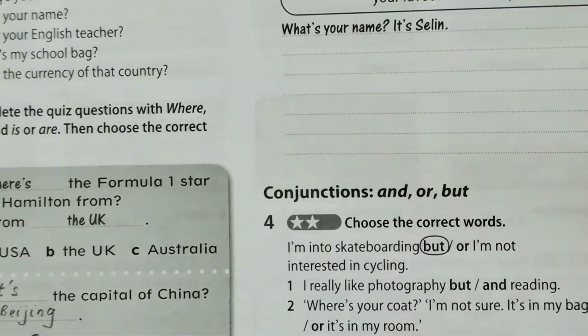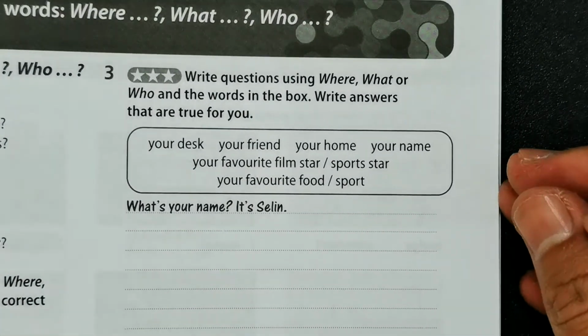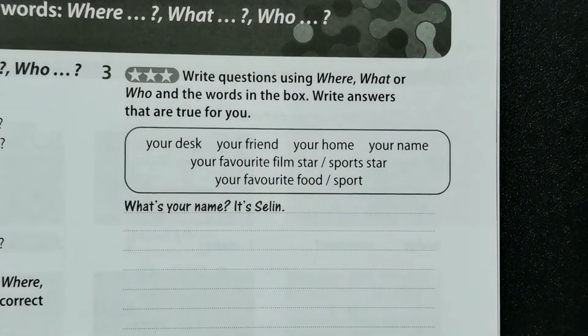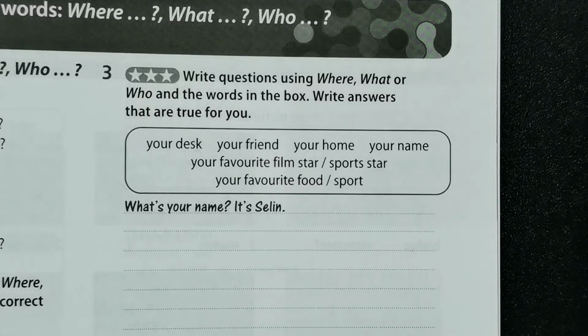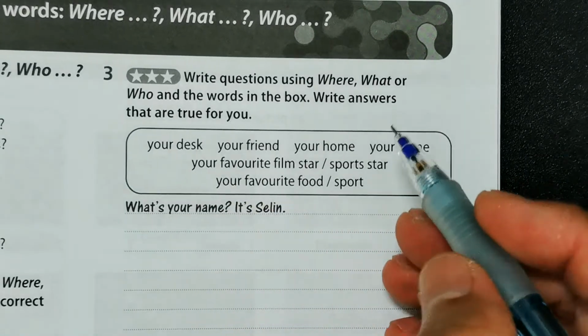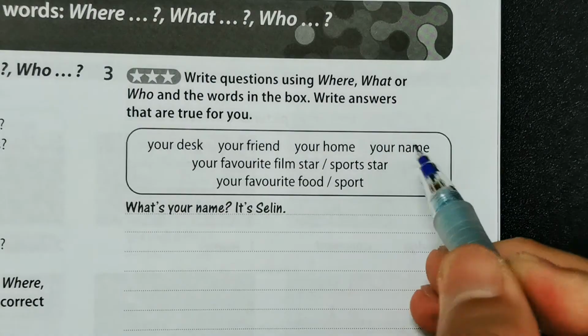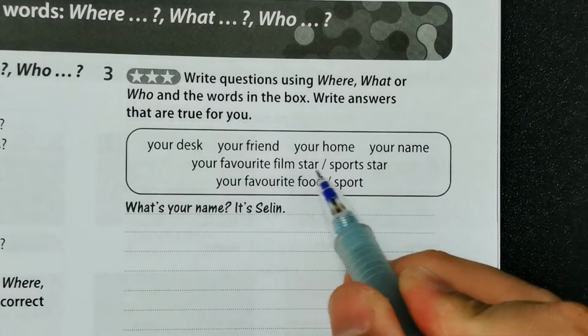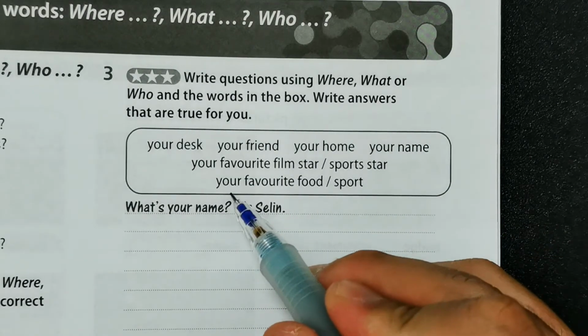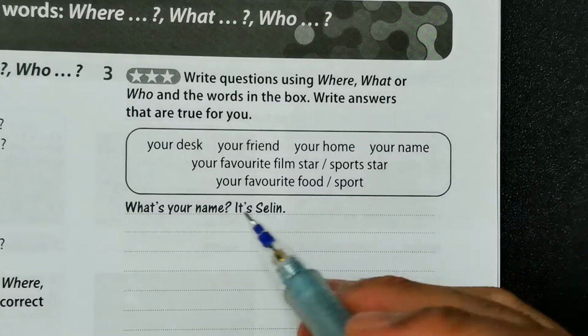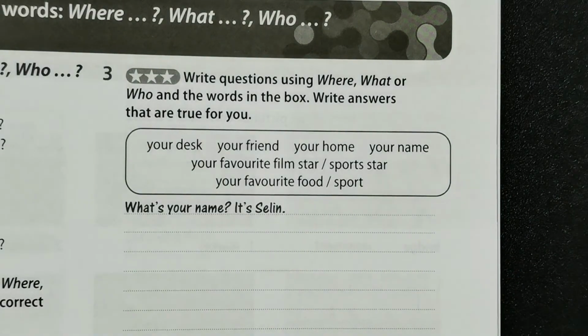And then next we move on to activity 3. So activity 3, write questions using where, what, or who, and the words in the box. So write answers that are true for you. So we have your desk, your friend, your home, your name, your favorite film star or sports star, your favorite food or sport. So we have number 1, give an example. So what's your name? It's Celine.